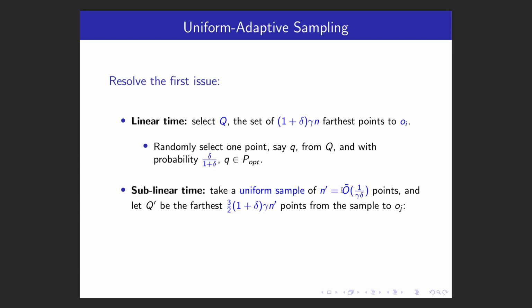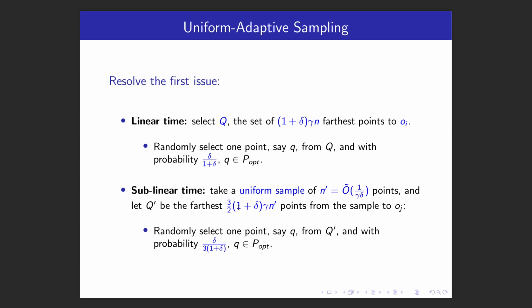Okay, and then this part is the uniform sampling part, and then we select q prime, which is the furthest 3/2 times (1 plus delta) times gamma n prime points from the sample. So this is the adaptive sampling approach, the adaptive sampling step.